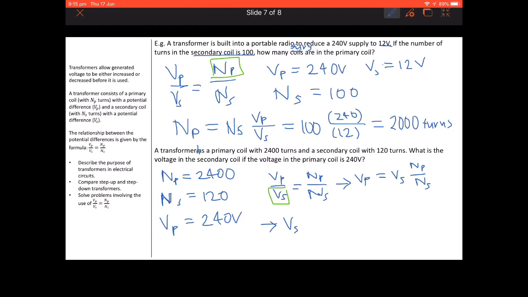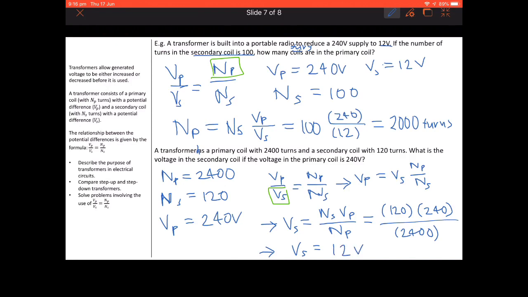Vs equals Ns Vp over Np. This would be 120 multiplied by Vp, which is 240, divided by Np, which is 2,400. And that will, if you pop it all in your calculator, bring you to 12 volts. So the voltage in the secondary coil must be 12 volts.